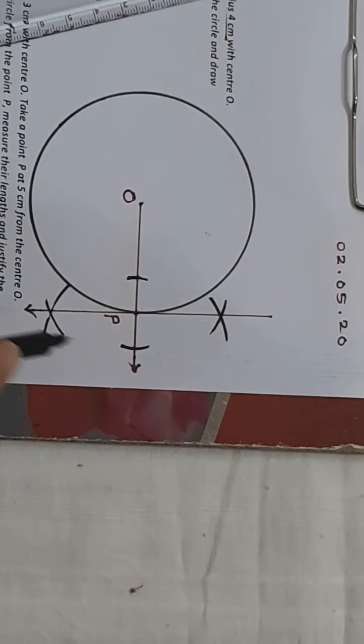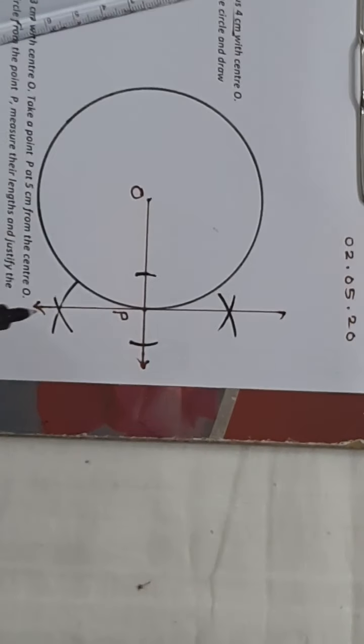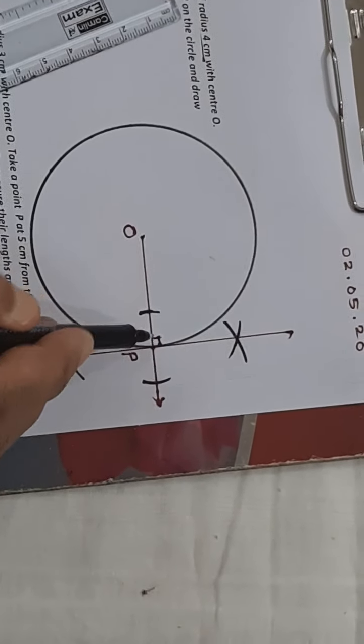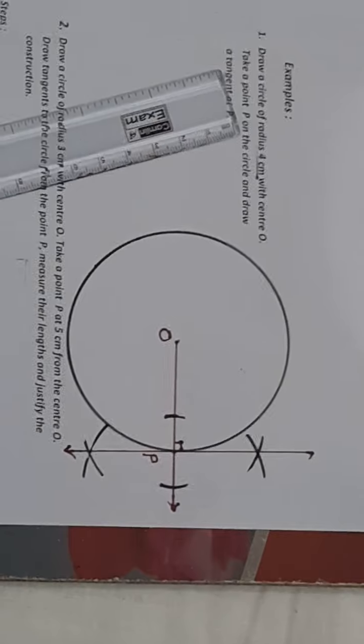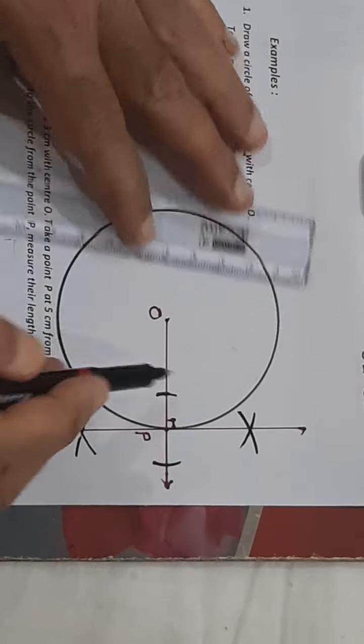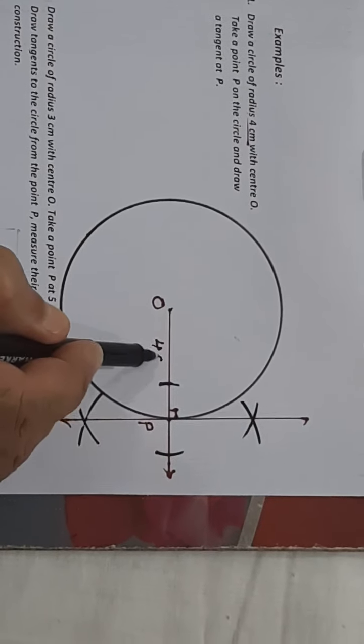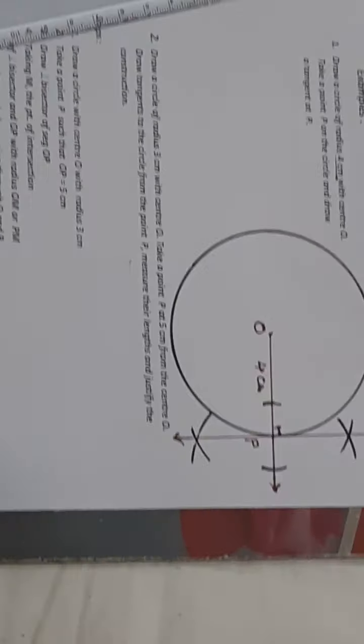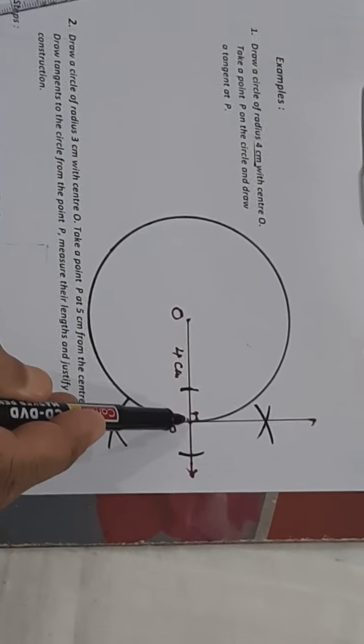This is a tangent, the perpendicular, and this line will be perpendicular, 90 degrees. You can write here radius, you can show the radius is 4 centimeter. So this is the first tangent at a given point.